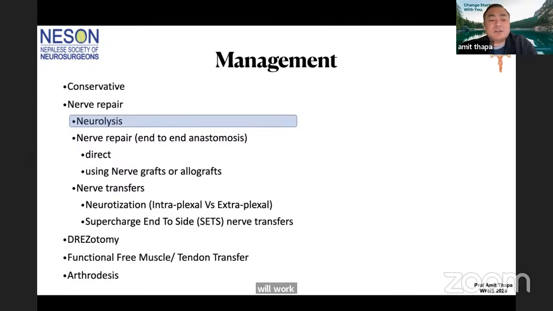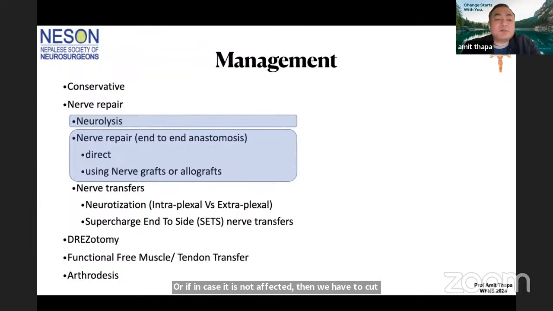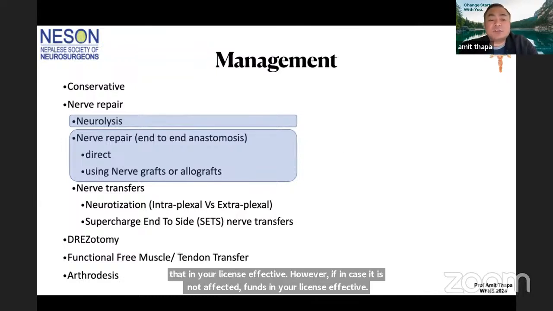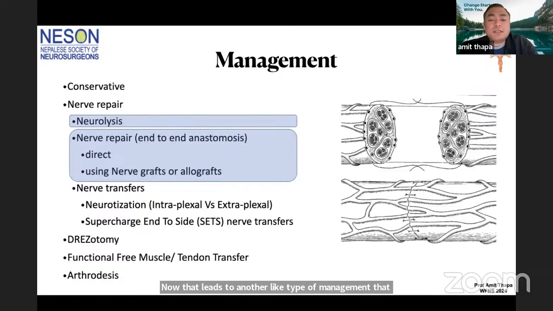However, if it is not effective, then we have to cut that neuroma and then do an end-to-end anastomosis. Now that leads to another type of management, that is nerve repair, also known as end-to-end anastomosis. Now, we all know that the nerve can be mobilized by around 5 millimeters.